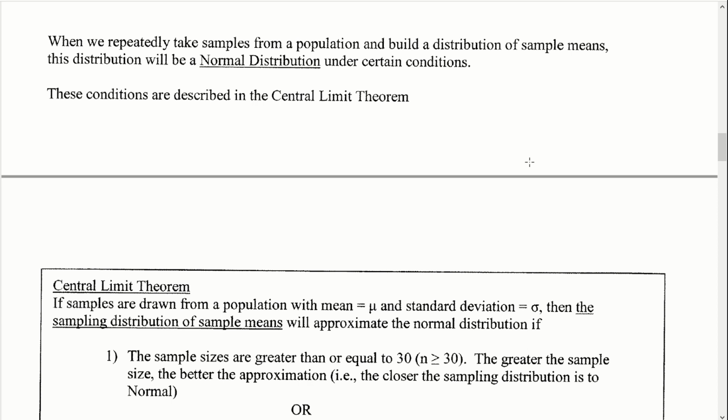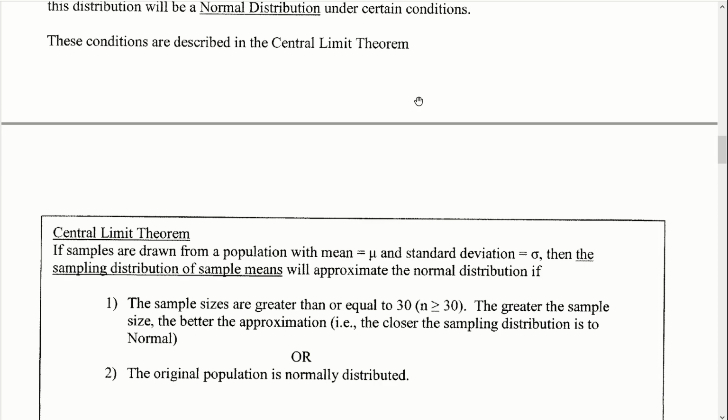When we repeatedly take samples from a population and build a distribution of sample means, this distribution will be a normal distribution under certain conditions. For us, this is going to be very important. From what we've learned previously in this chapter, from 5.1 through 5.3, if we have a normal distribution, then we know how to compute all kinds of probabilities and percentages. Well, the central limit theorem will tell us, as a result of this sampling process, exactly when we'll be able to guarantee a normal distribution.